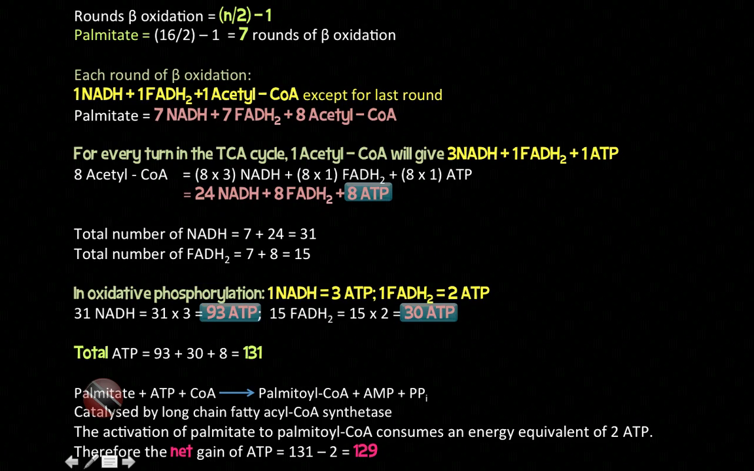And you know that's a long chain, right? Anything longer than that has more than 12 carbons. Alright. So it's catalyzed by a long chain fatty acid CoA synthetase enzyme. And you make the statement that the activation of palmitate to palmitoyl-CoA consumes an energy equivalent of 2 ATP. Therefore, the net gain of ATP will be 131 minus 2, which is equal to 129.